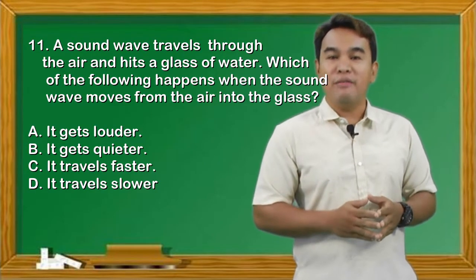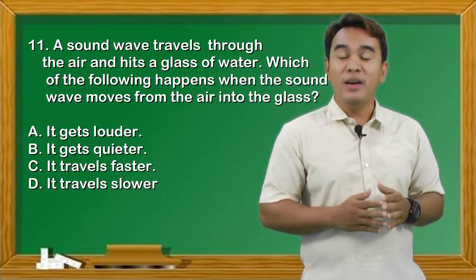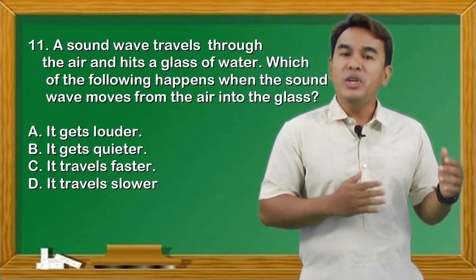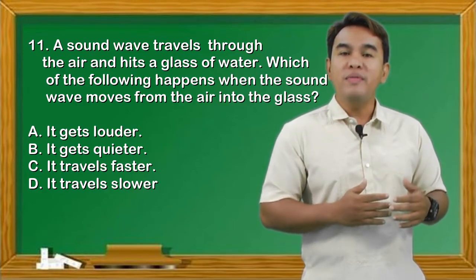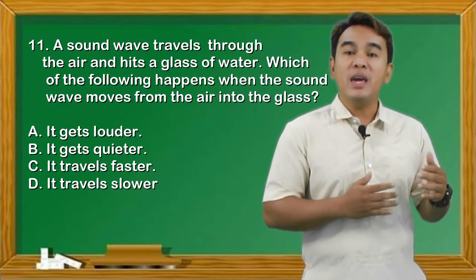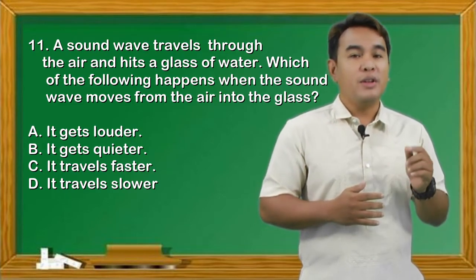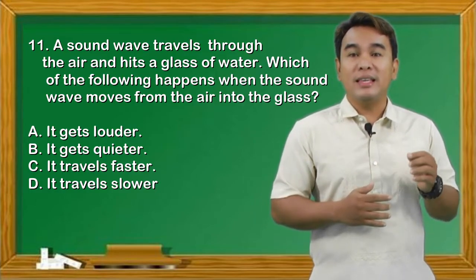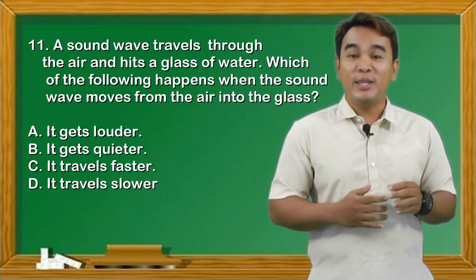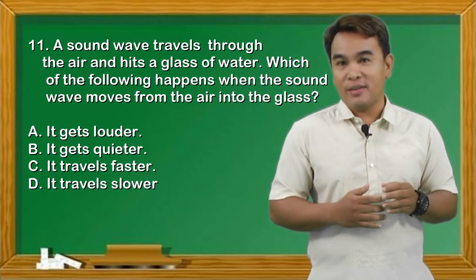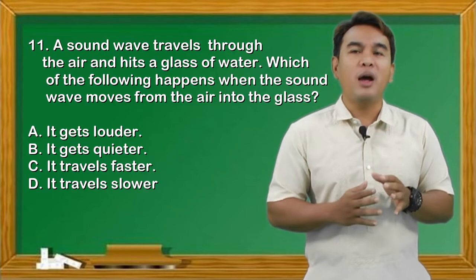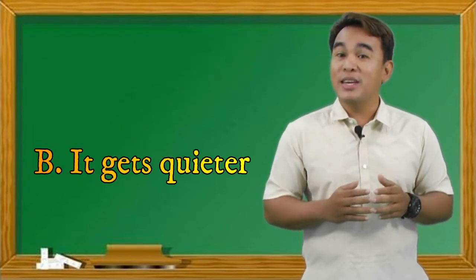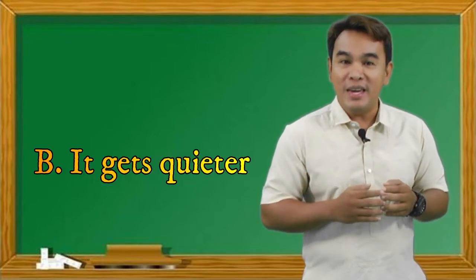For number 11, a sound wave travels through the air and hits a glass of water. Which of the following happens when the sound wave moves from the air into the glass? Letter A, it gets louder. Letter B, it gets quieter. Letter C, it travels faster. Or letter D, it travels slower. For this question, the correct answer is letter B.